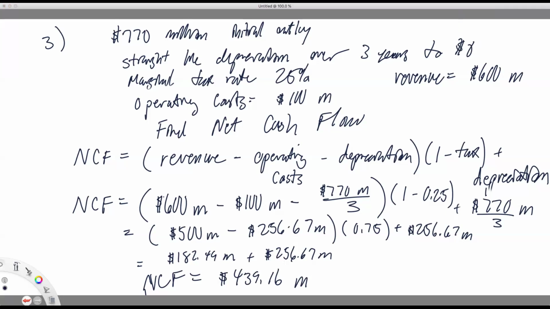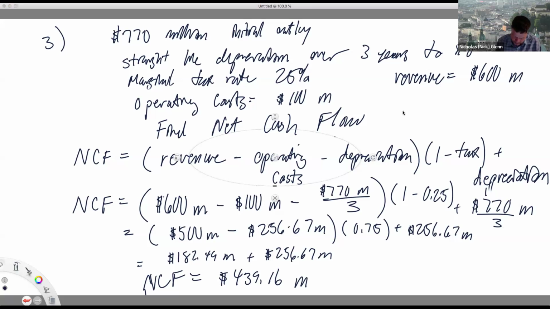I got something different for 500 million minus 256. I got 244 something. What did I do here? Let's see, 243.33. Well, then when you multiply it by 0.75, what do you get? You get the same thing then. Okay, sorry. No, that's fine. No problem. There's a lot going on with it, so you've got to keep things straight. It's easy to wonder, did I make a mistake?